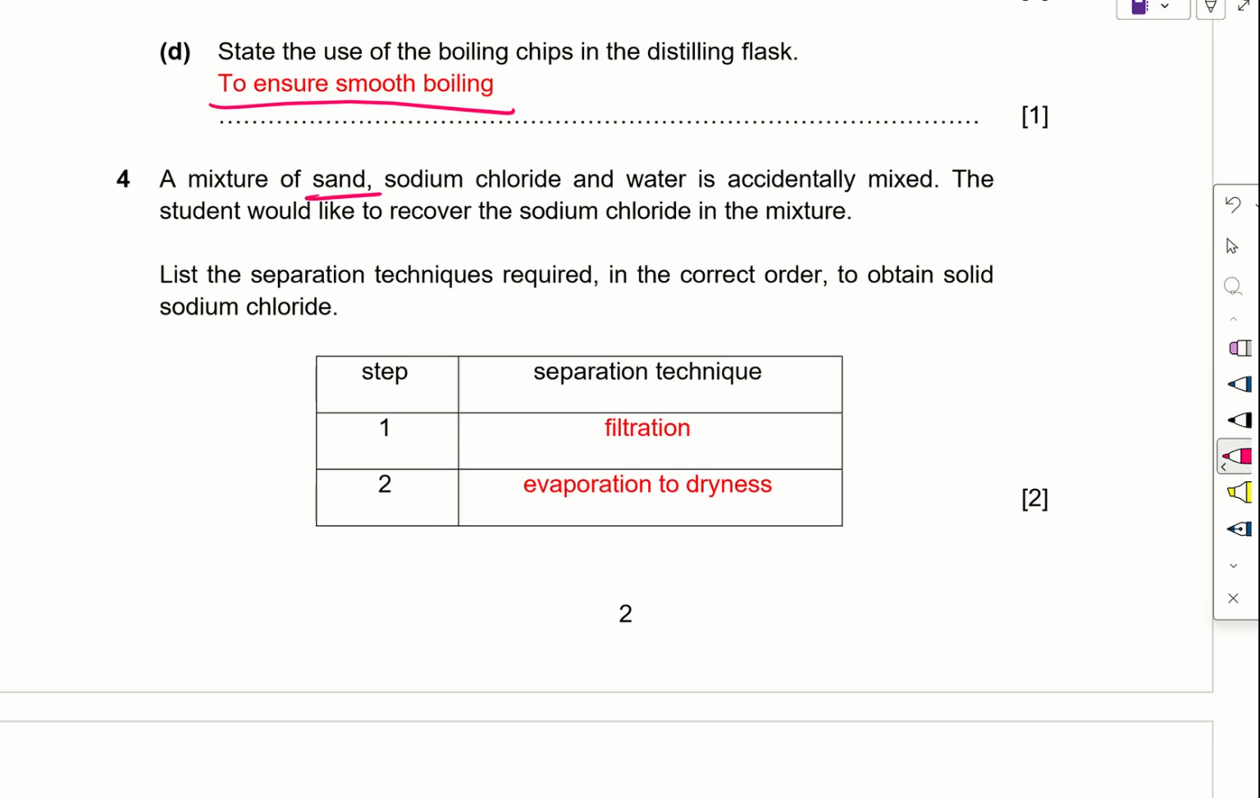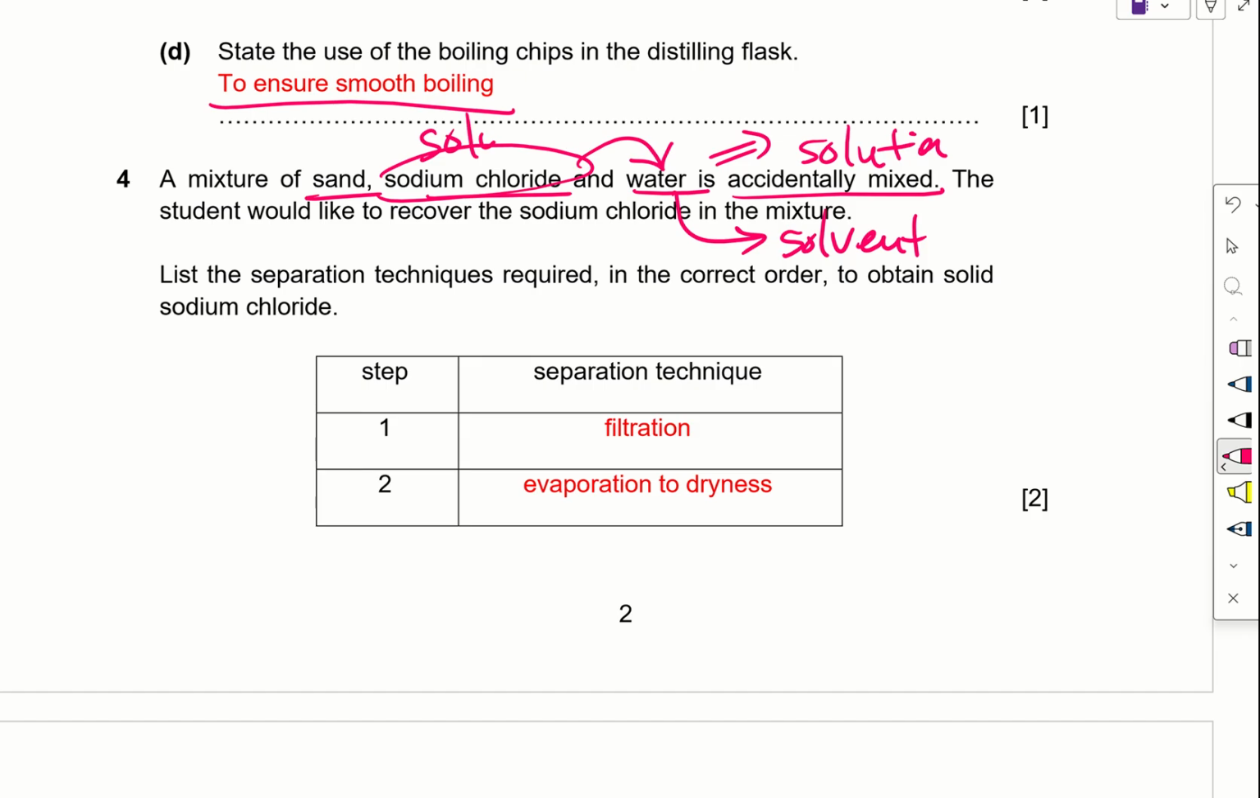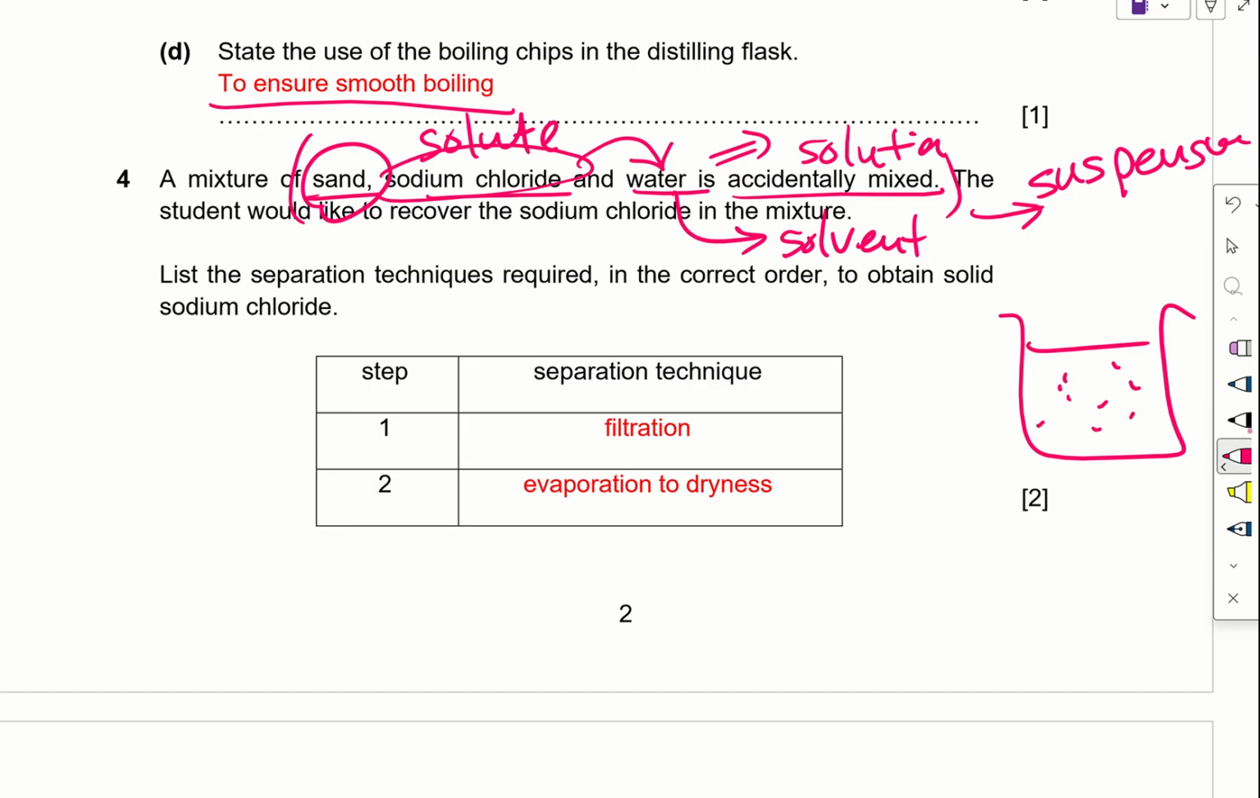Okay, last question. A mixture of sand, sodium chloride, and water is accidentally mixed. And you know that sodium chloride can dissolve in water. So this will form a solution, whereby the water is the solvent and the sodium chloride is the solute. Okay, however, because sand is not soluble, so it will remain, and these three things together will actually form a suspension. So maybe all these are the sand, but the part that light can pass through is actually the salt solution.